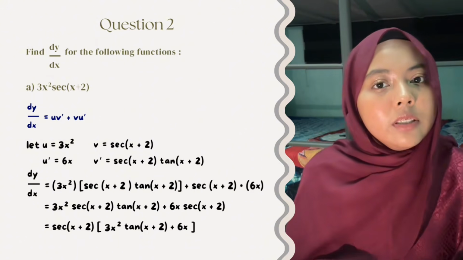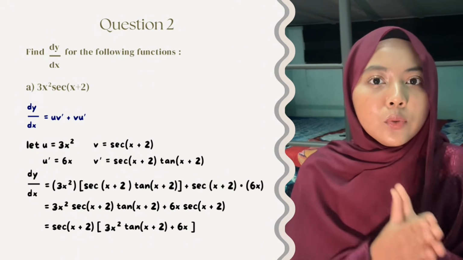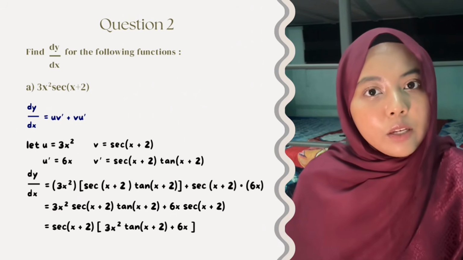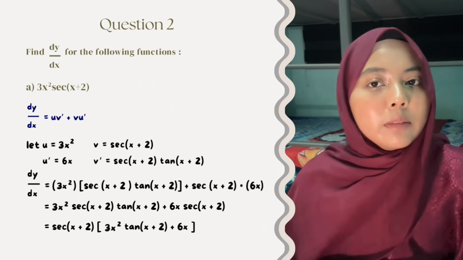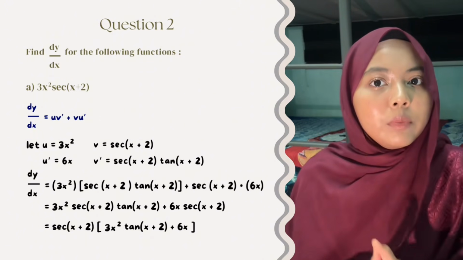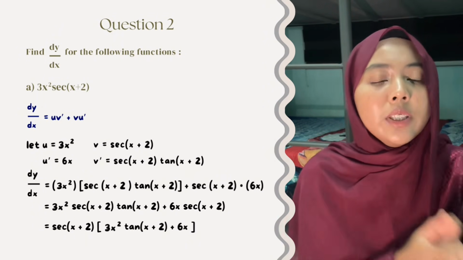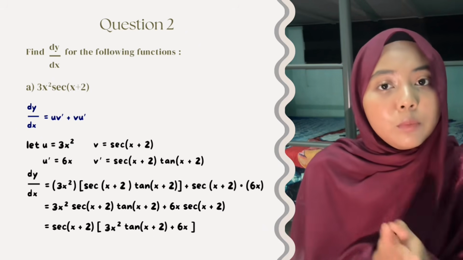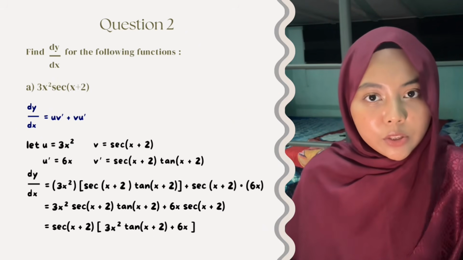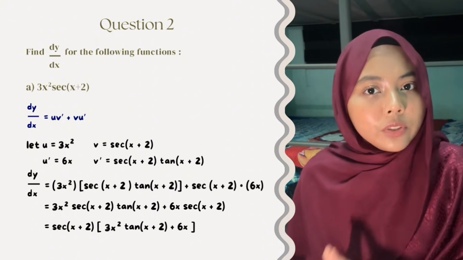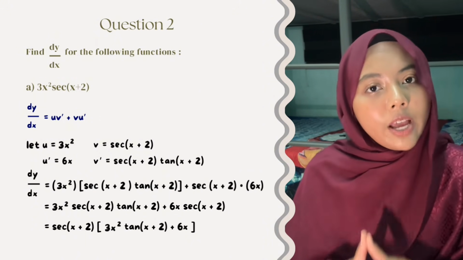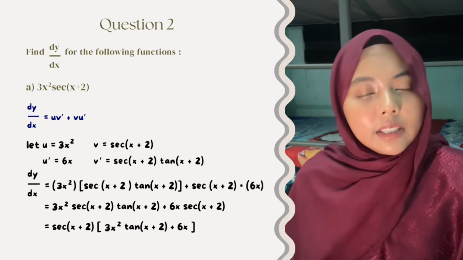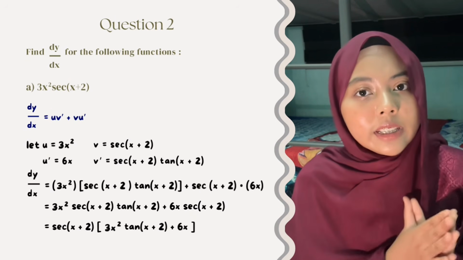So for this question, we will let u equal 3x squared, so u prime will be 6x. Then we let v equal secant of (x plus 2), so v prime will be secant of (x plus 2) times tangent of (x plus 2). Next step, we will apply this into the product rule. So it will be dy over dx equals 3x squared times secant of (x plus 2) times tangent of (x plus 2) plus secant of (x plus 2) times 6x.